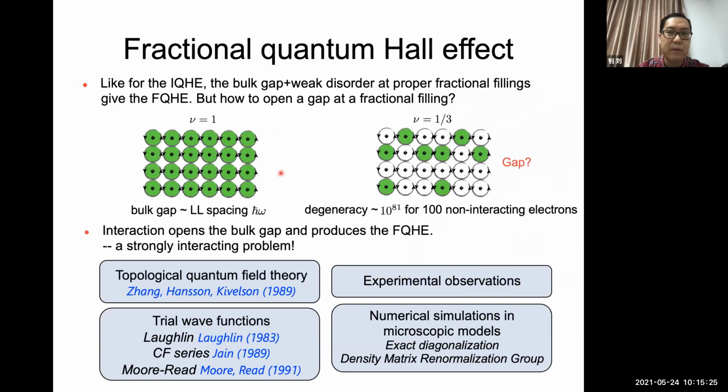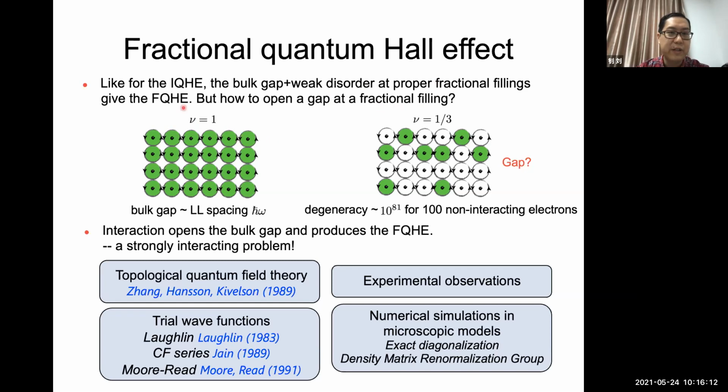So how to explain the fractional quantum Hall effect? Actually, the logic is similar to the integer case. If we have the bulk gap at some proper fractional filling, then we have a well-defined ground state with a quantized Hall resistance h over f e squared. Then weak disorder in the sample can also produce localized states within the gap. So if we slightly tune the filling factor away from ν equal to f, then the newly added electrons still occupy localized states. So we have a plateau near the filling factor ν equal to f. So now the question is how to open a gap at a fractional filling.